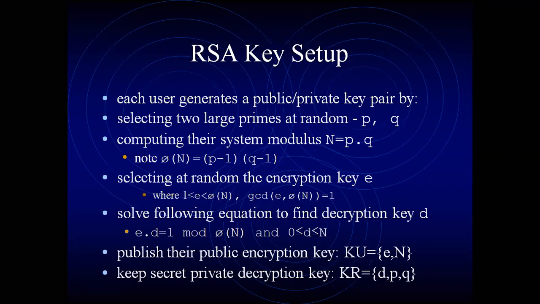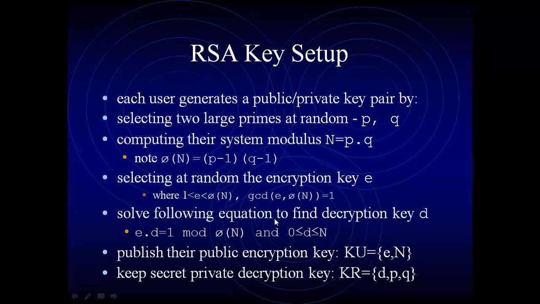Once you have this, the next step is to find the GCD. You know LCM and GCD. So you have to find the GCD of E comma phi of N equal to 1. Remember, this value has to be 1. So you have to choose the E value in such a way that the GCD of E and phi of N gives the answer as 1. That you have to choose yourself; it won't be given in your question paper.